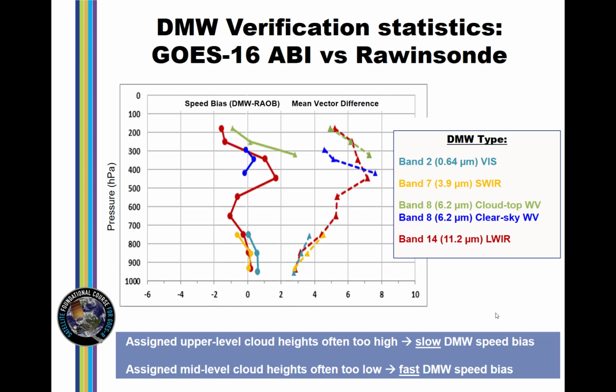You can compare derived motion winds to co-located radiosondes, aircraft data, and model winds to compute verification statistics. This figure compares derived motion winds and radiosonde data. Overall, there is a slow speed bias at upper levels, around 200 hectopascals, because height assignments at that level are too high. There's a fast bias at mid-levels because height assignments there are too low. Wind speed biases occur because of inaccurate height assignments.